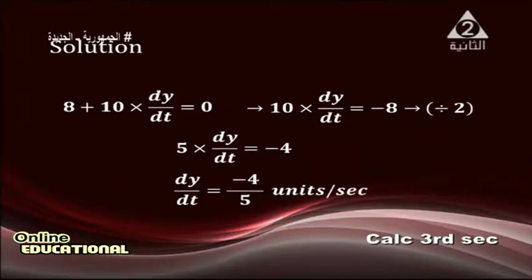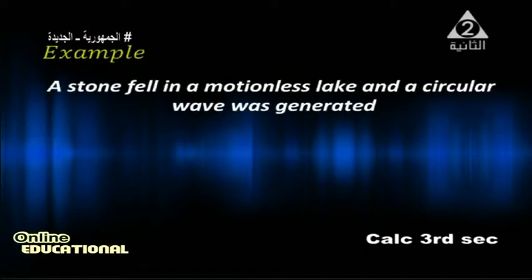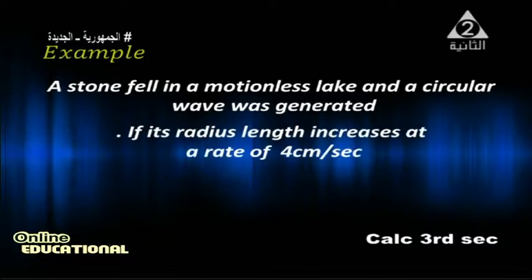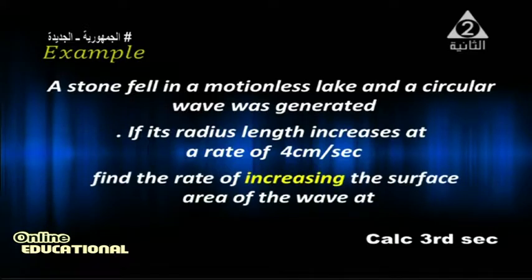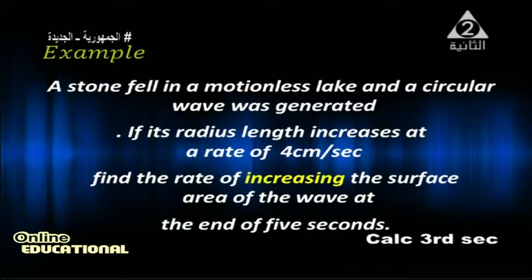Now we move to the next example. A stone fell in a motionless lake and a circular wave was generated. If its radius length increases at a rate of 4 centimeters per second, find the rate of increase of the surface area of the wave at the end of 5 seconds.